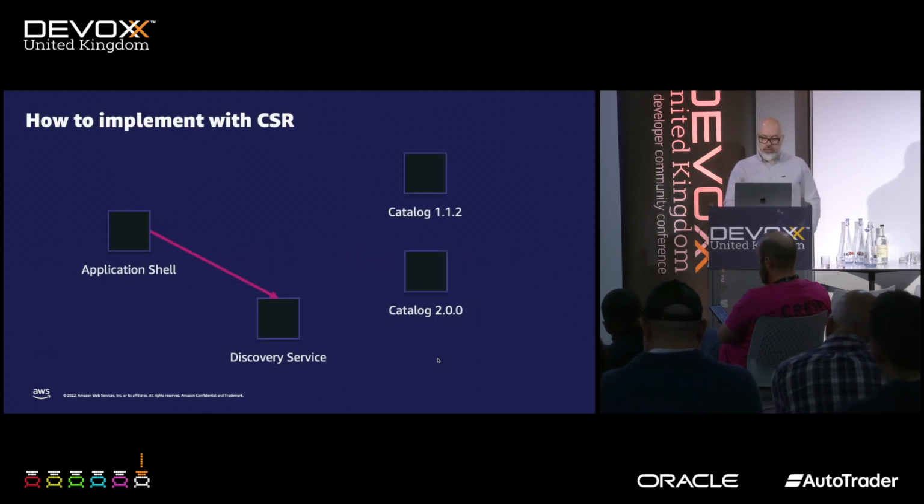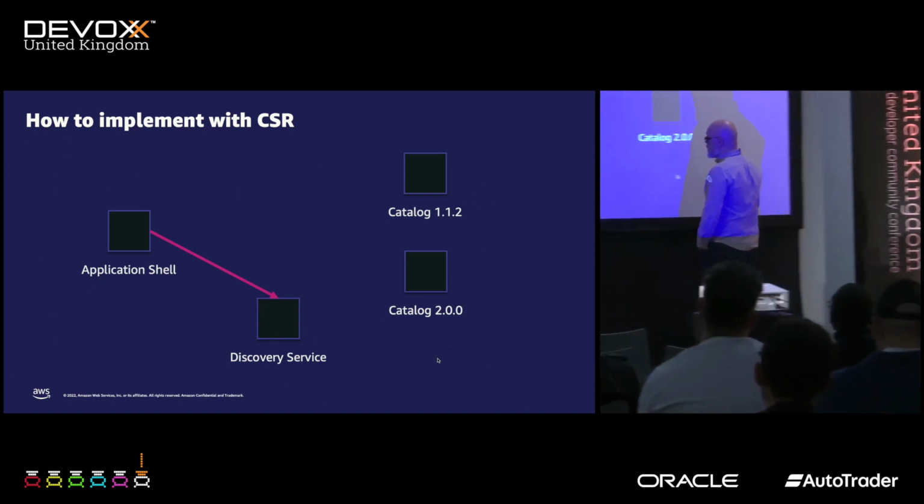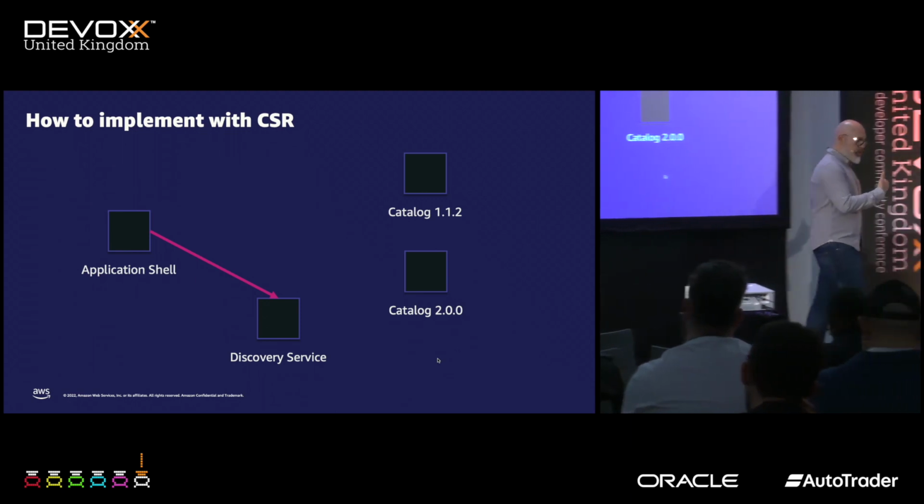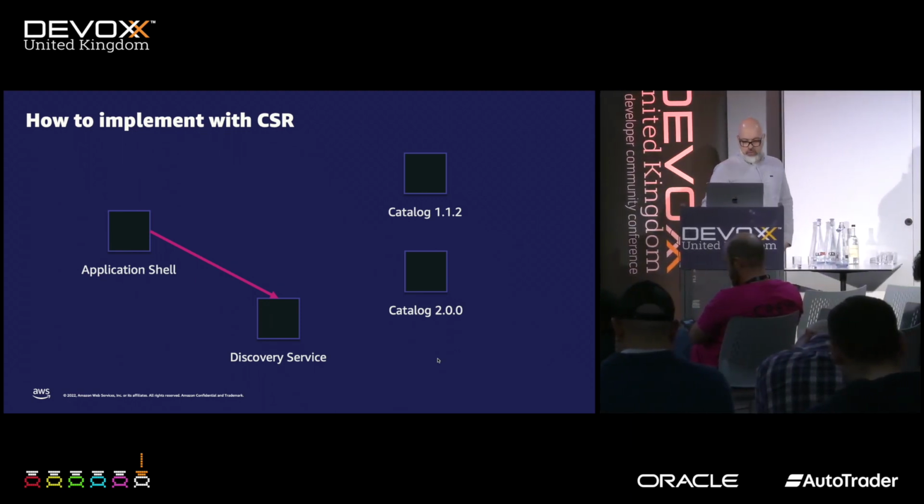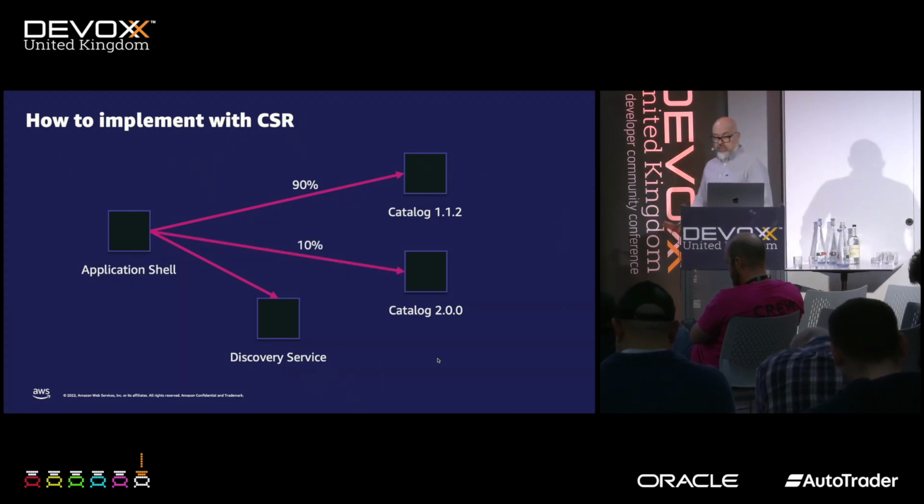Now, how do we implement this in client-side rendering? The logic is very simple. I have the application shell that is calling the discovery service. The discovery service is returning a JSON file, or it is part of an API. And then I can start to say, I want 90% this version, I want 10% the other version. Happy days. This is super easy.